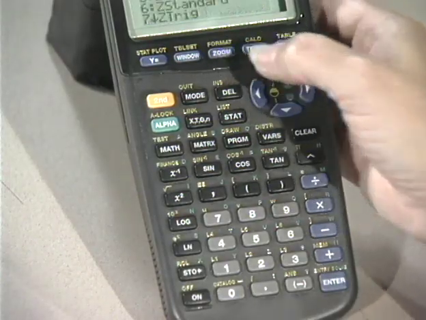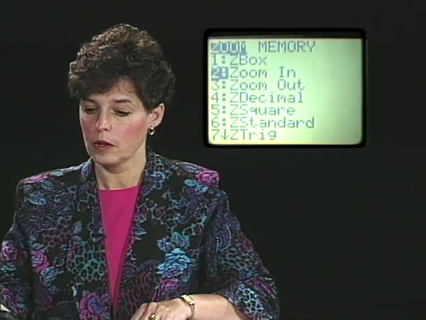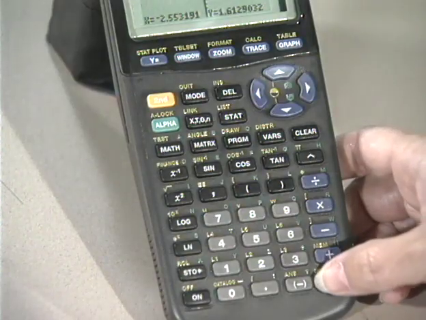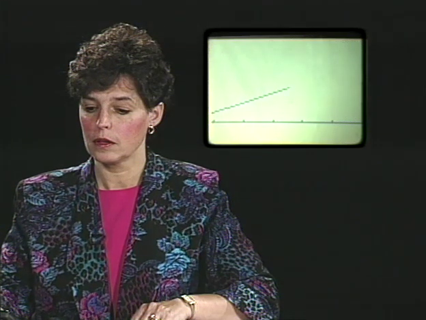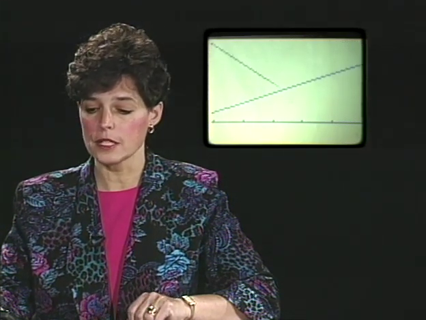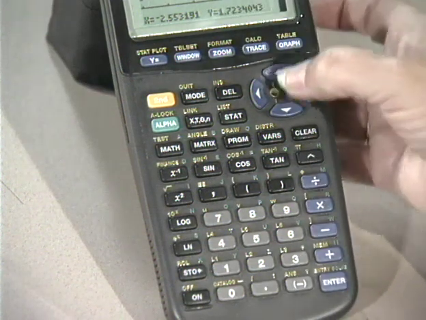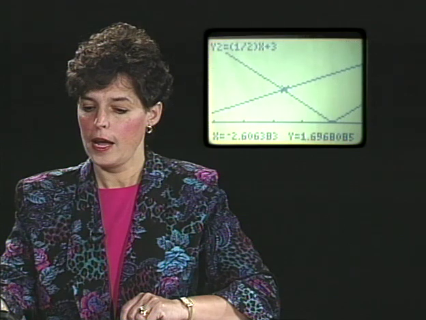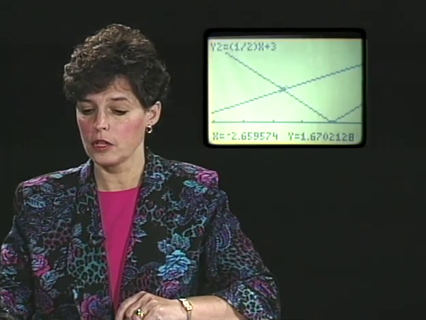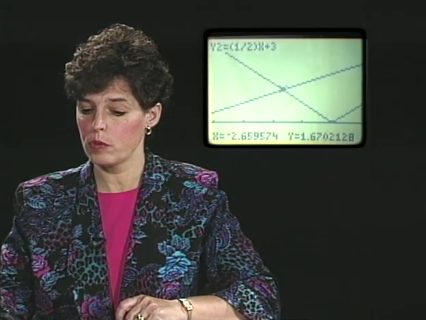So press zoom, go to number 2, press enter again. Now the calculator is zooming in to see how close it can get to that little spot. Now let's press trace, and I can arrow over, and I'm much closer than I was before, so if I wanted a good guess as to where these 2 curves intersect each other, I could say the ordered pair is approximately -2.7, 1.7. That's one way to zoom in and see where these 2 graphs are crossing each other.